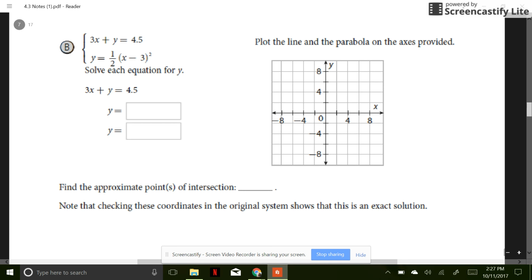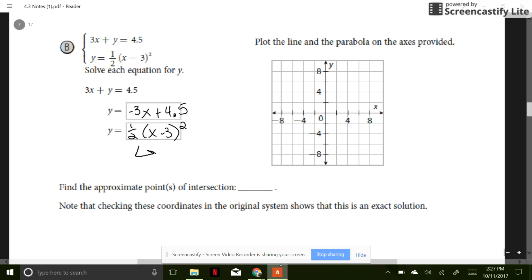So we're going to try one on our own. First thing we want to do, solve each equation for y. So the first one's nice and easy. It would be 4.5 minus 3x. I'm going to write that part first. That way it's in slope-intercept form. And then our second equation is already solved for us.